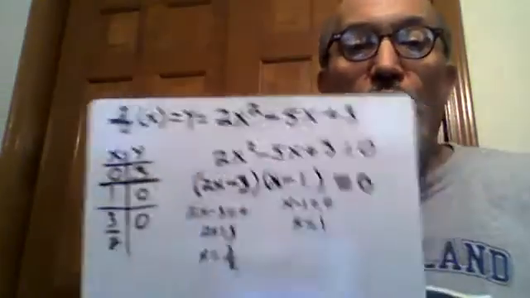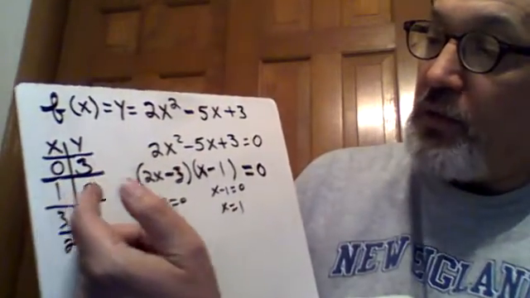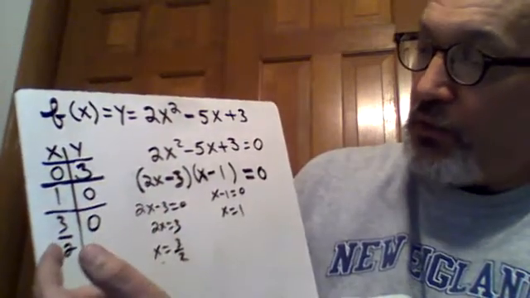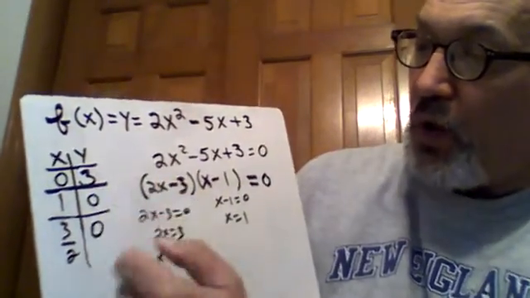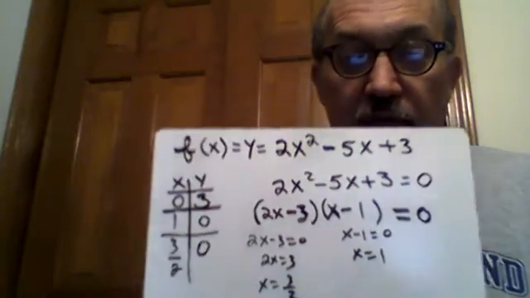So I've put those two values into the t-table. When x is 1, the function will be 0. When x is 3/2, the function, or y, will be 0. Those are the two x-intercepts of the graph.